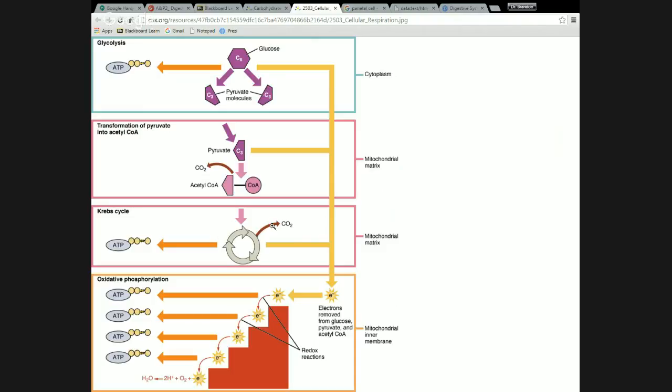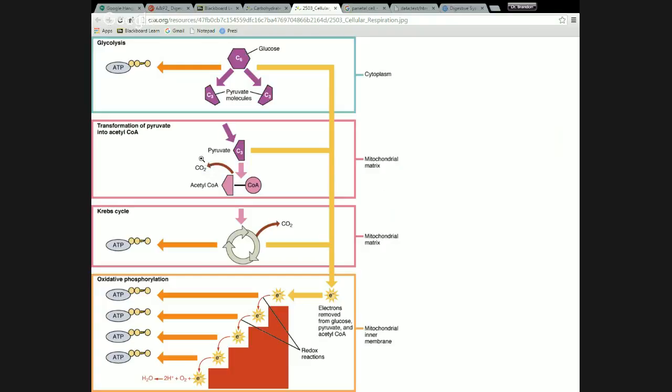This is a series of reactions that completely break down the carbon molecules added to them. And I'll talk about that in a little bit more detail. That will eventually break the carbon molecules all the way down to carbon dioxide. Okay. So we have C6H12O6 at the beginning.